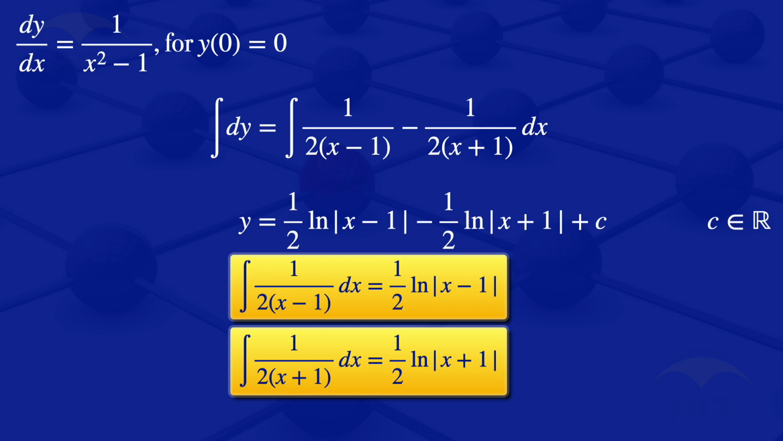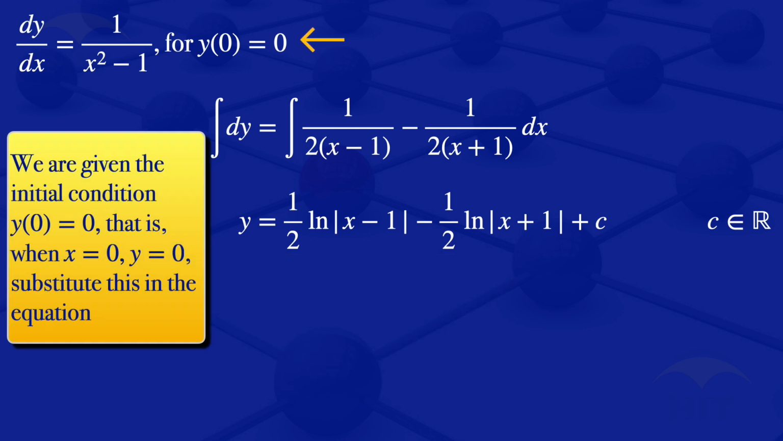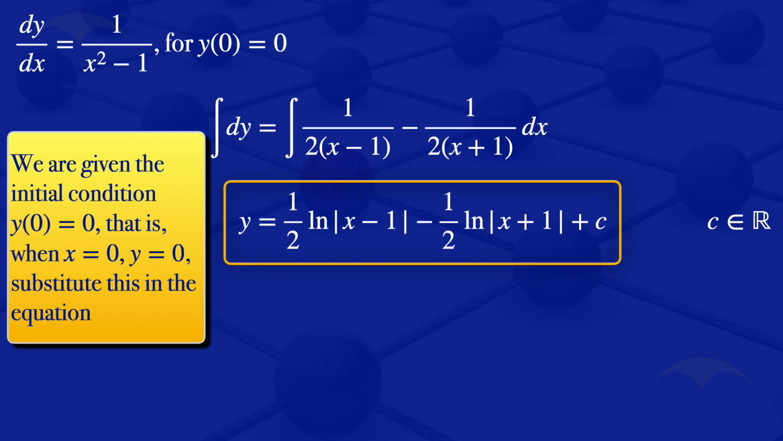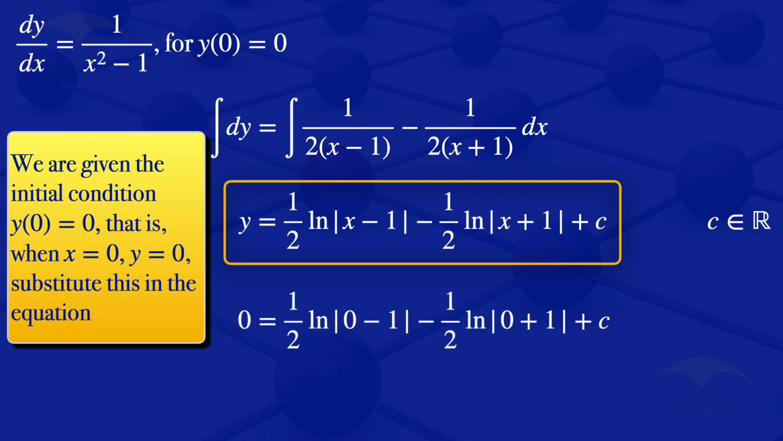But what we are given here, if you look at this part, is y of 0 is equal to 0. What that is saying is when x is equal to 0, y is equal to 0. So we substitute x equals 0, y equals 0 into this equation. Wherever we have y, we put 0. Wherever we have x, we put 0. We will have 0 is equal to a half multiplied by the ln of the absolute value of 0 minus 1, minus a half multiplied by the ln of 0 plus 1, plus the constant of integration, c.